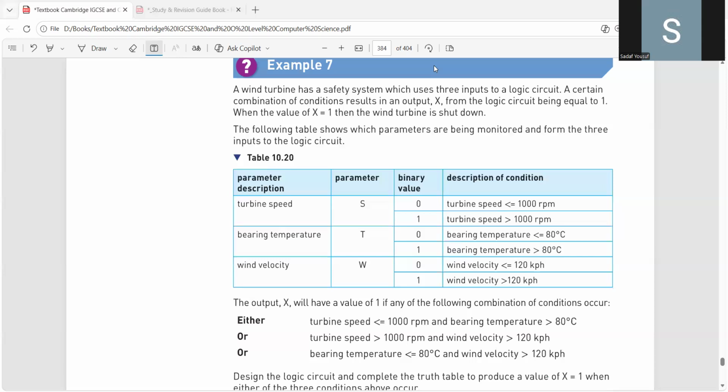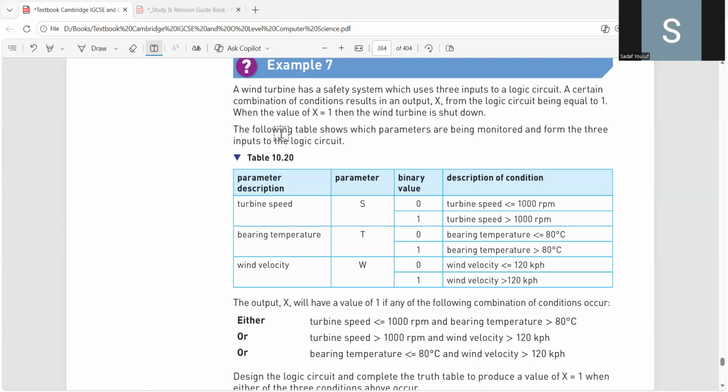Okay, assuming that there's no confusion, let's move to the next question, the last one in today's class. A wind turbine has a safety system which uses three inputs to a logic circuit. A certain combination of conditions result in an output X from the logic circuit being equal to 1. When the value of X is 1, then the wind turbine is shut down. So you can recall, again, link it with the chapter that you have learned in paper 1, that is your controlling applications. So wind turbines automatically shutting down are based on some situations.